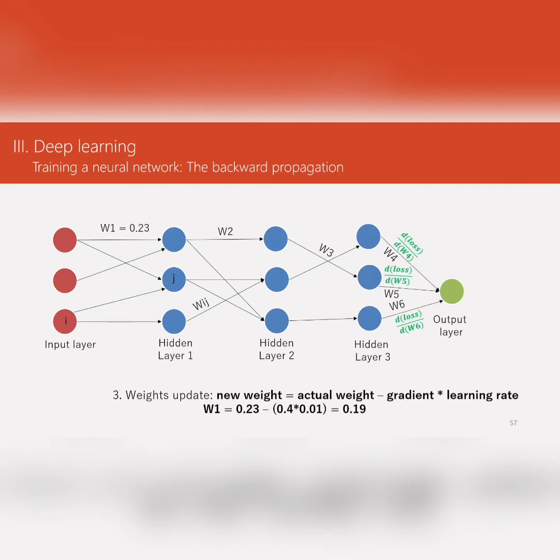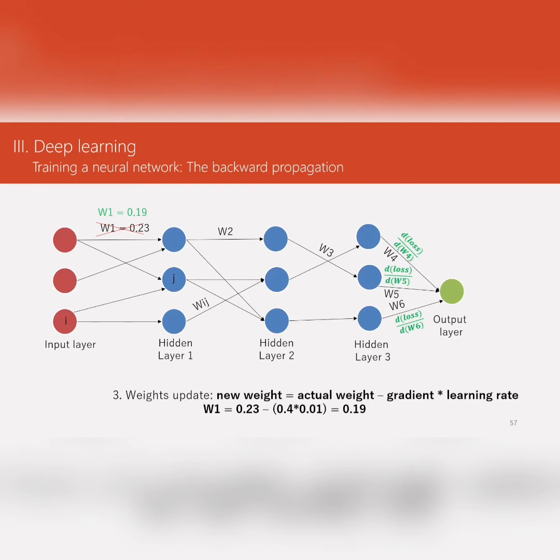And now each weight is updated using its corresponding gradient. Here you can see the formula. We have to multiply the value of the gradient by the learning rate and subtract it from the actual weight to get the new weight value. For example, for weight 1, we move from 0.23 to 0.19. This is just an example. And we do the same process for all the weights.